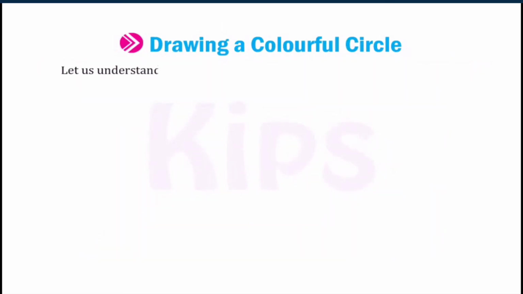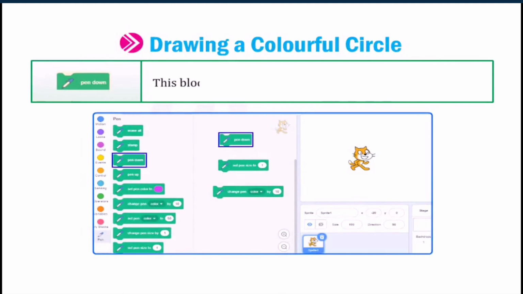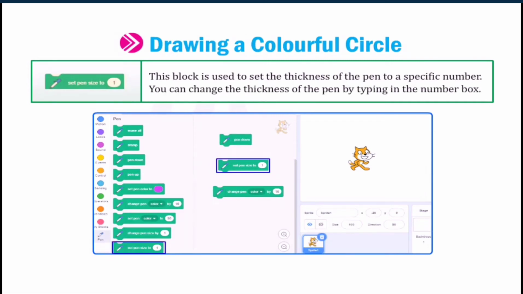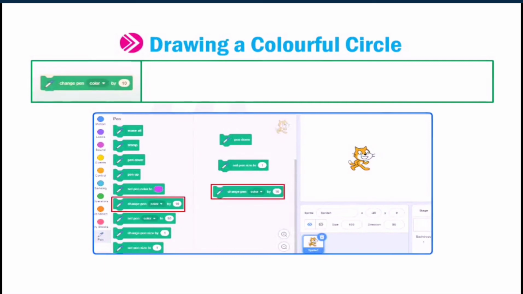Let us understand the use of pen blocks that you have used in the project. Pen down. This block draws a line as the sprite moves on the stage. Set pen size to 1. This block is used to set the thickness of the pen to a specific number. You can change the thickness of the pen by typing in the number box. Change pen color by 10. This block is used to change the color of the pen.